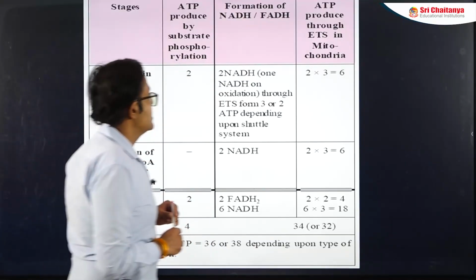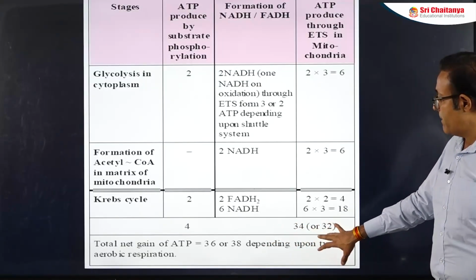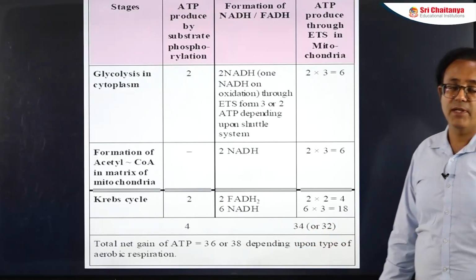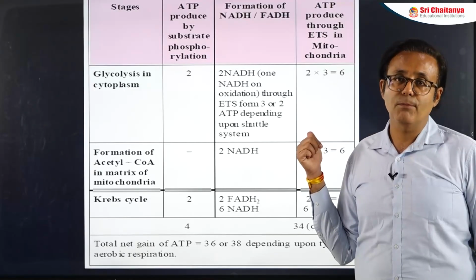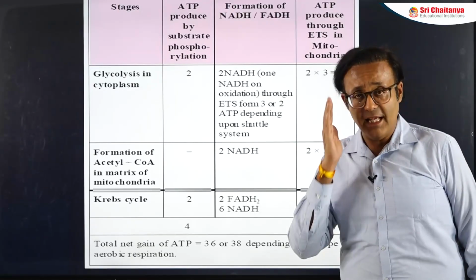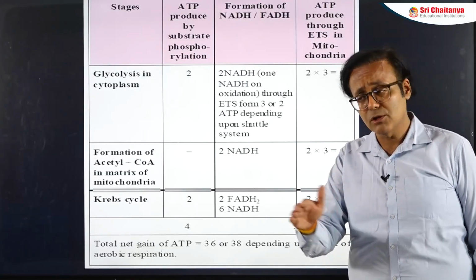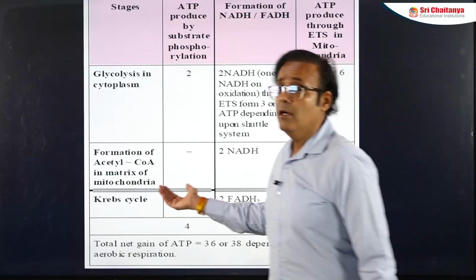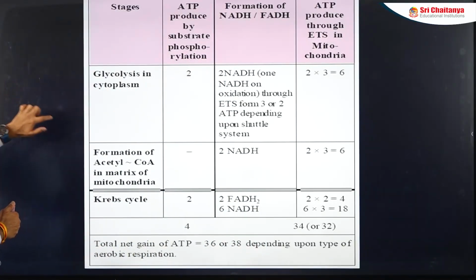Okay, so this is how the total net gain of ATP is 36 or 38, depending upon the type of aerobic respiration. So this is very, very important from the exam point of view, NEET point of view, this calculation of ATP, and you have to remember it. SLP, substrate level phosphorylation, the number of ATP in each and every step, and also the oxidative phosphorylation steps. So remember them separately. Okay, so this was the balance sheet.